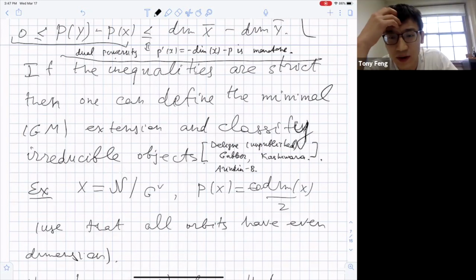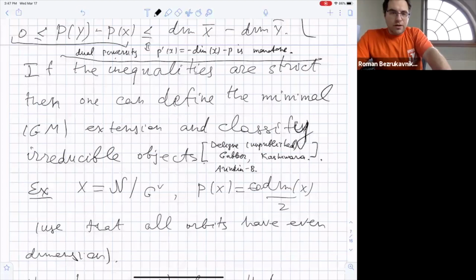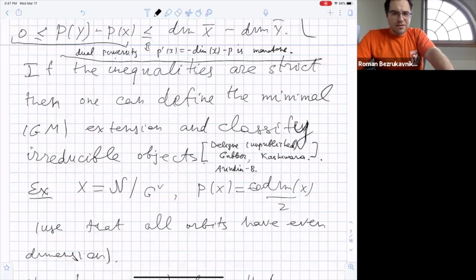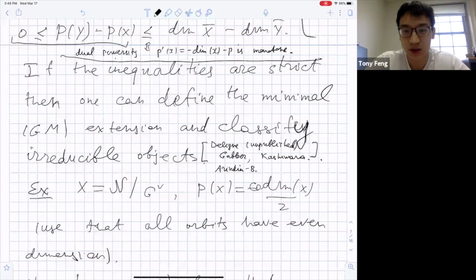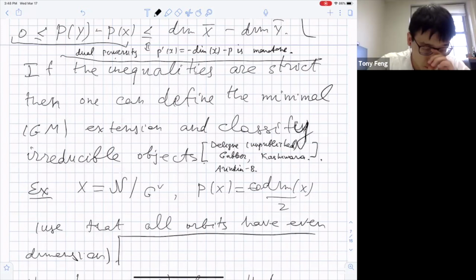Roman, can I ask an example? If you take the stack of local systems on an elliptic curve, I guess it's a zero-dimensional stack with some sort of duality, like a symplectic structure. Does that thing have a well-behaved perverse coherent t-structure? So do you know that in this example the orbits are even dimensional? I don't know. I was just going off the zero-dimensional thing.